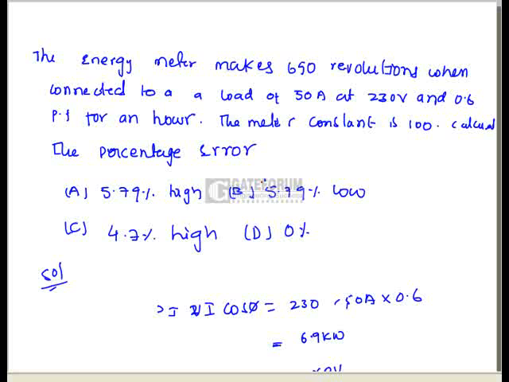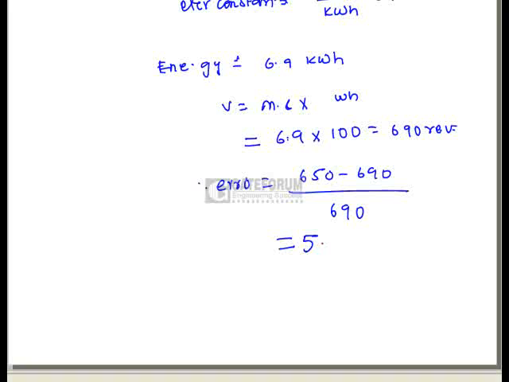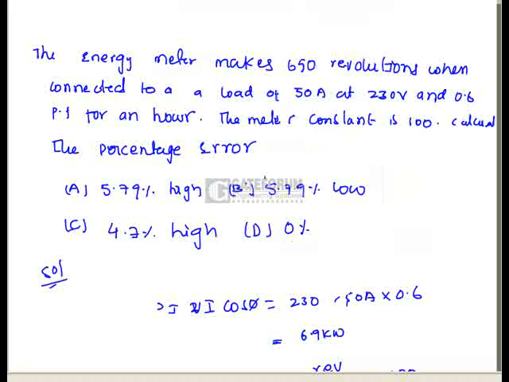Anyway, we will solve for the percentage error. The percentage error equals 650 minus 690, divided by 690. From this we get 5.79%, but this is low because the actual revolutions it has to make are 690, but it is actually making 650 revolutions. So we have to go for option B here.